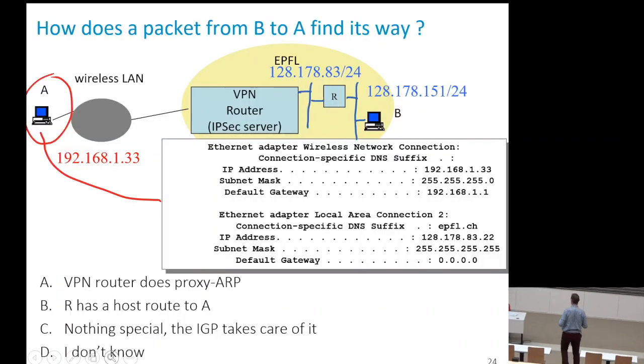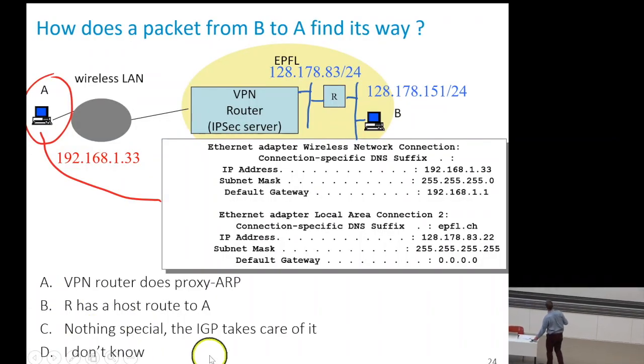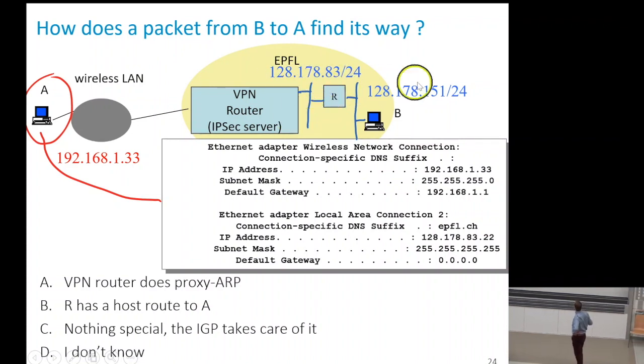And the correct answer is, well, let's see. Does B need a host route to A? No, because A appears to be in this subnet here. So if R is leading to this subnet, for the rest of EPFL, packets to this destination inside EPFL will end up on this subnet here, right? However, there might be an issue due to the MAC address.